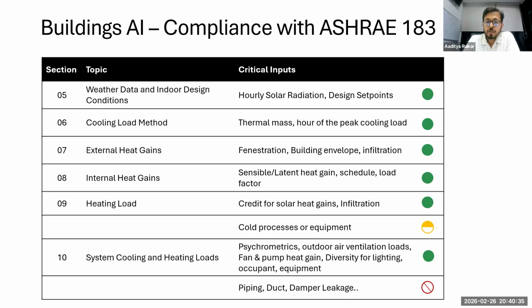Currently, we are in progress to support cold process or cold process related equipment. So it partially complies. Then system cooling and heating loads. From the systems side, it accounts for psychrometric calculations, outdoor air ventilation loads, your fan and pump heat gains, then diversity of lighting, occupant and equipment, and its behavior with respect to your HVAC system. It is also capable of modeling that.